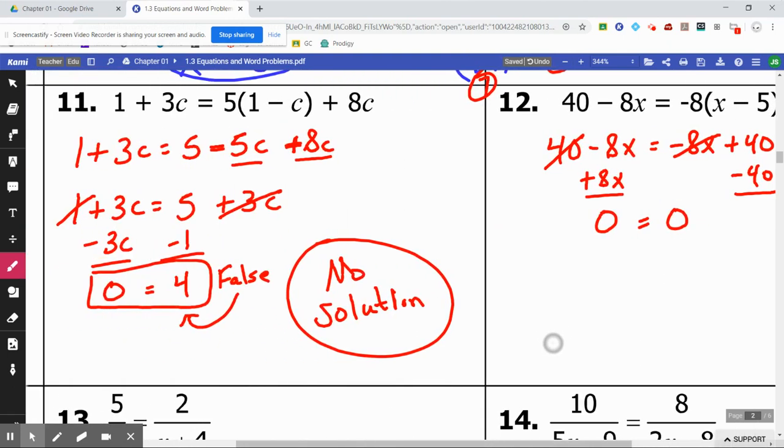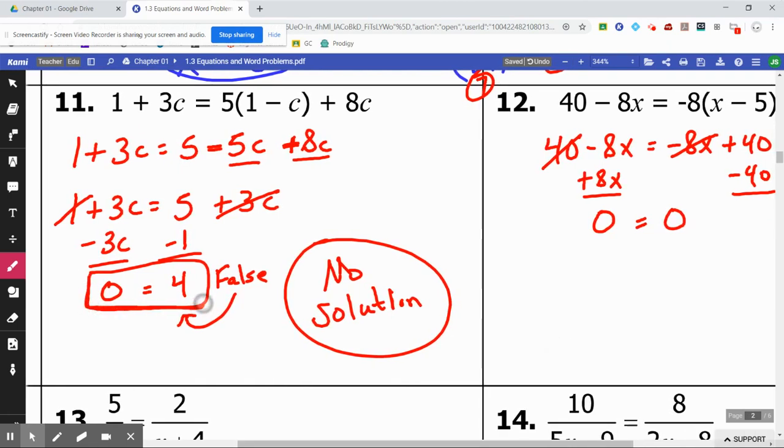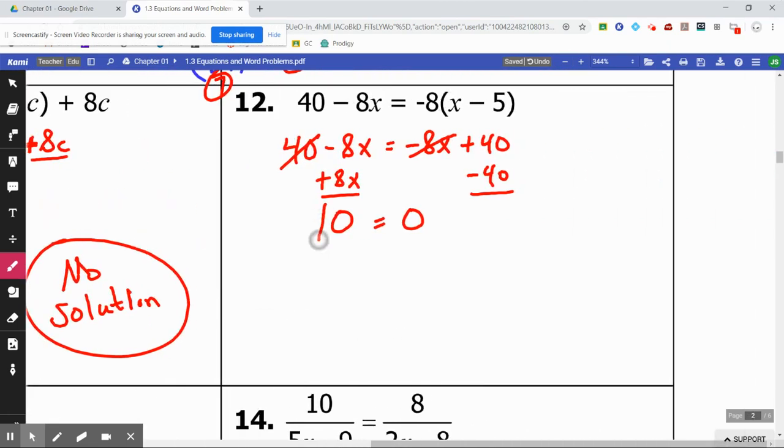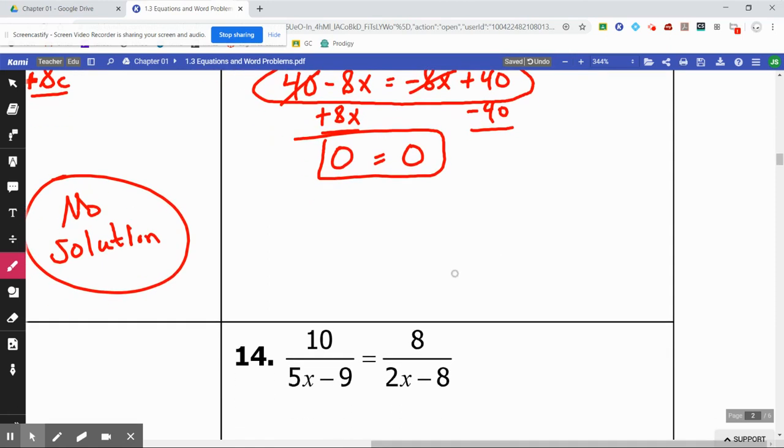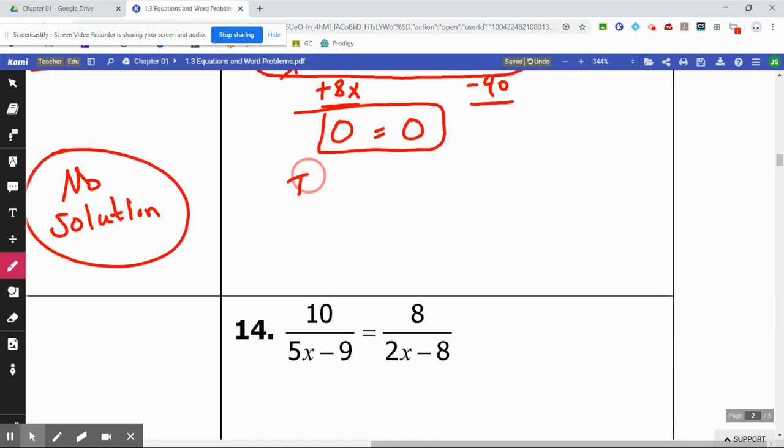Just like the last one, all my variables canceled. However, on the last one, I was left with a false statement. On this one, I'm left with a true statement, which you could have actually seen here. The left and the right are identical. And when will that be a true statement? When you end up with a true statement at the end, this equation will have infinite solutions. Again, it's different from the last problem because the last problem had no solution because this was a false statement. But if this is a true statement, 0 equals 0, 5 equals 5, 6 equals 6, then it will have infinite solutions.